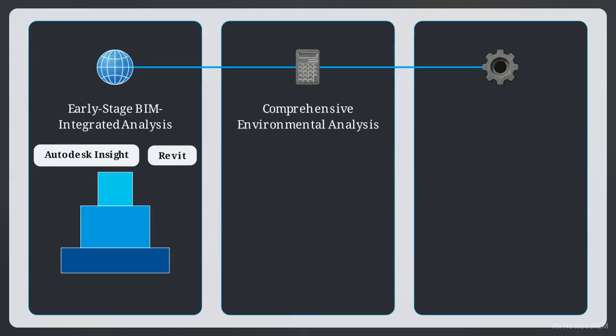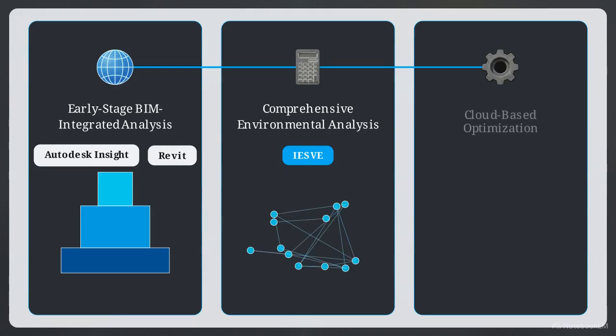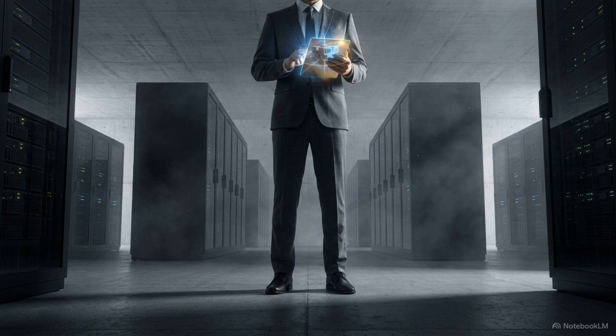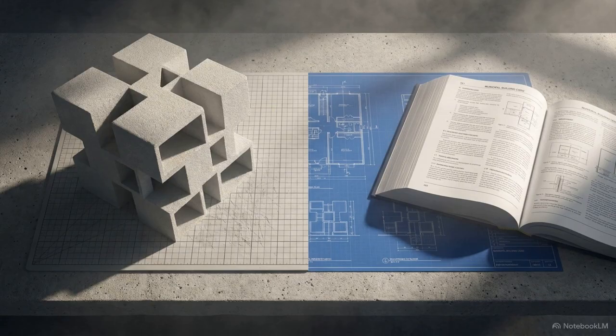The second category is comprehensive environmental analysis. The center column features IESV for simultaneous energy, light, and evacuation tests. The final column is cloud-based optimization, where Cove.tool maps construction costs against energy performance for peak financial efficiency. A professional's leverage in this industry lies in knowing exactly which engine to deploy, dictating whether the project needs a rapid directional estimate or a mathematically rigorous legal compliance metric.